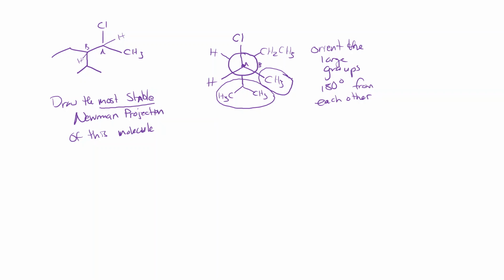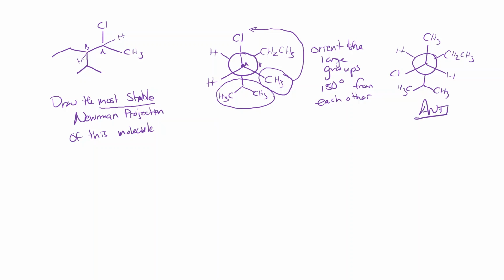So I'm going to rotate the front carbon again. I'm going to move this one up here because that will put it 180 degrees from the isopropyl group. And that means that everything else is also going to rotate 120 degrees. So we're going to get the methyl group straight up. The chlorine got rotated over here. The hydrogen got rotated over here. And all the back stuff stays the same. This is the anti-conformation of this molecule. The one over here that we started with that I drew at first is gauche.